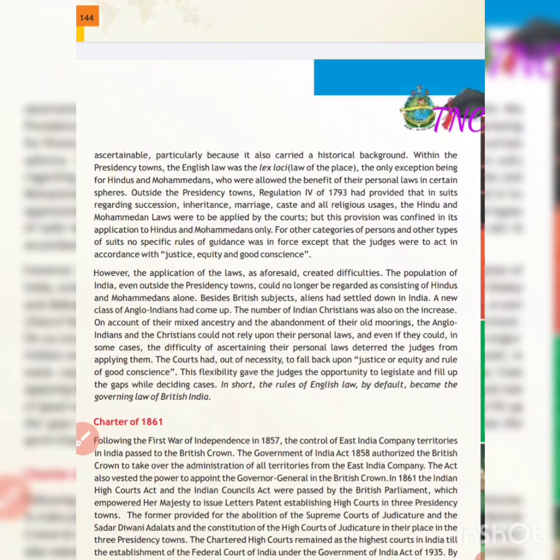And if those are the three presidency towns, Calcutta, Madras and Bombay, there English law was the lex loci. The place was India, but which law applied? The Britishers'. The only exception being for Hindus and Mohammedans who were allowed the benefit of their personal laws in certain spheres. As we know, Hindus and Mohammedans have their own religious texts or books and their own cultural traditions that they considered supreme, and in certain spheres they were allowed to follow their own rules, their own laws that their religion asked them to. So they were also excluded in some certain arenas. It was not that you are completely free to follow your own. No, that was not the case. In certain spheres, certain arenas, certain topics, you were free to follow your own personal laws. Personal law means whatever the religion said.